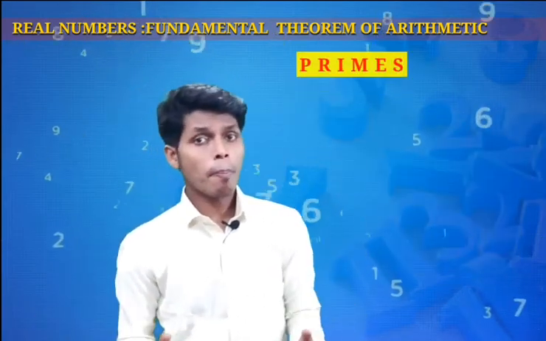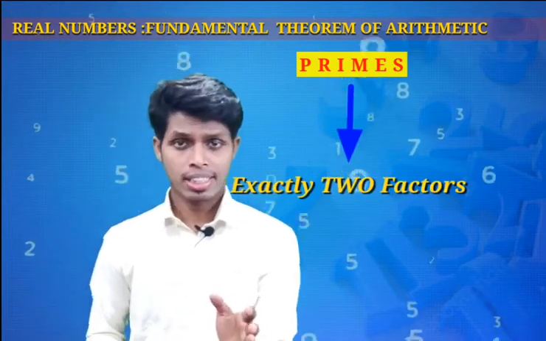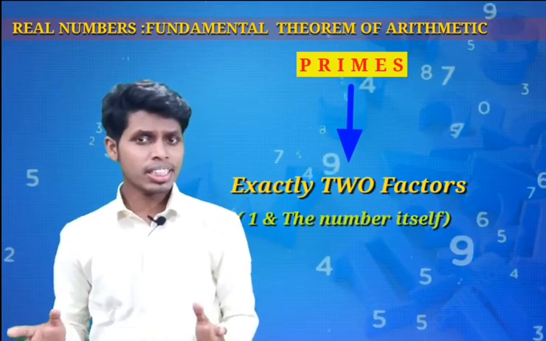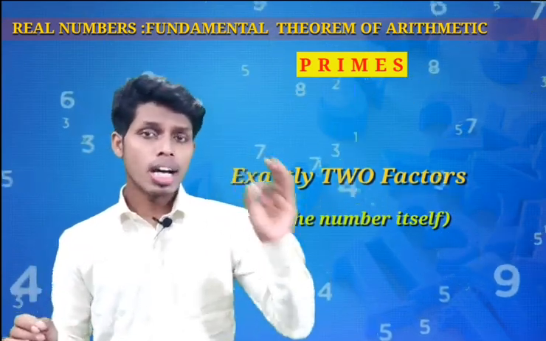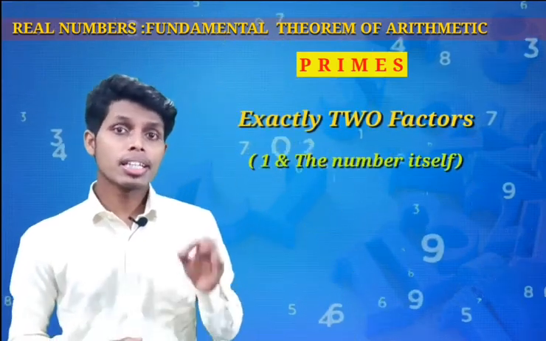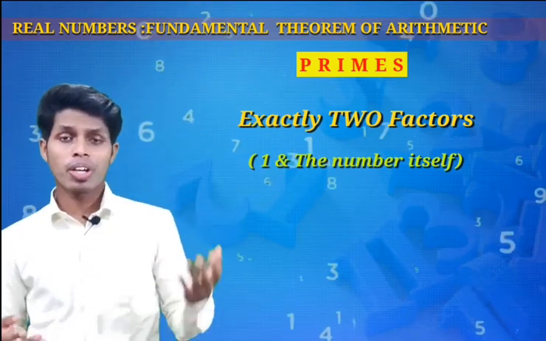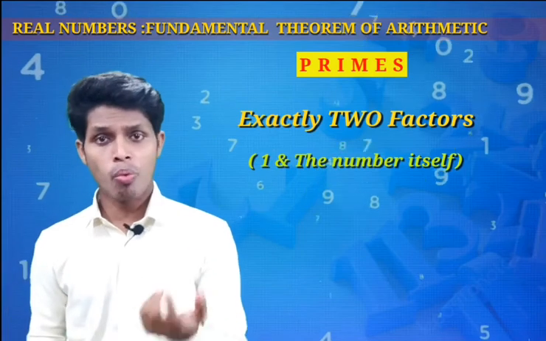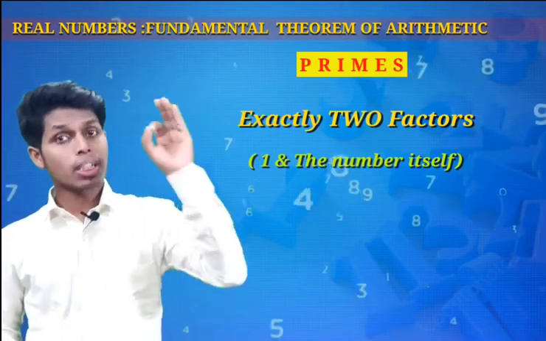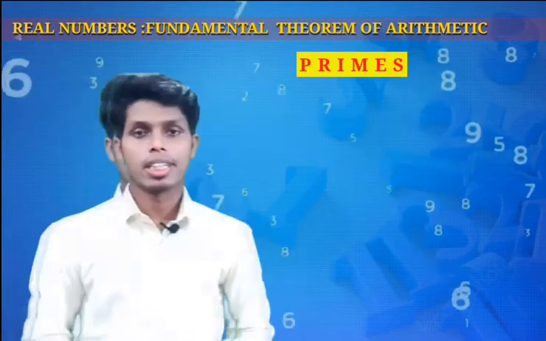Till now, we know primes are the numbers which have exactly two factors, that is 1 and the number itself. It means the numbers other than 1 and the given number cannot divide the given number exactly. It's a very common thing. We know every number is exactly divisible by 1 and itself, and the numbers which are only exactly divisible by 1 and itself are called prime numbers.